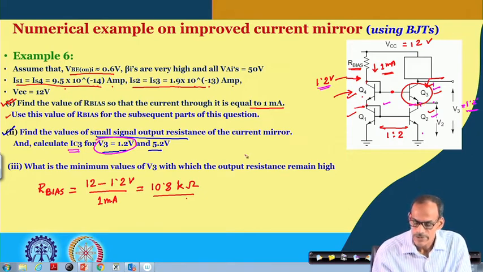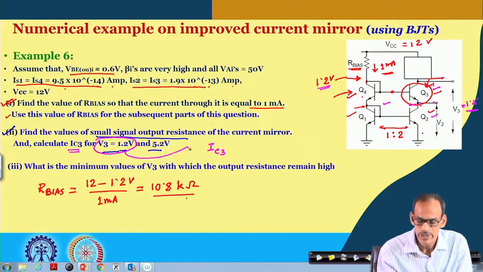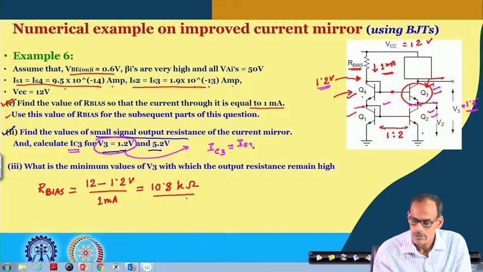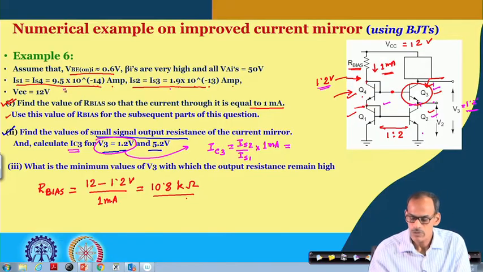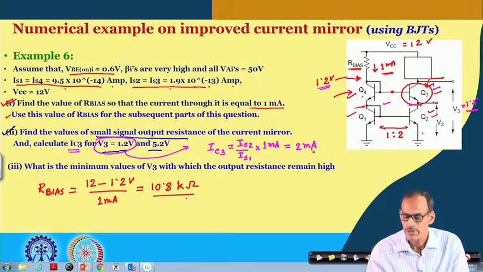So, that gives us IC3, particularly for this case, equal to just the IS ratio, IS2 divided by IS1, into the reference current of 1 milliampere. Since the IS ratio is 2, we can say it is equal to 2 milliampere.